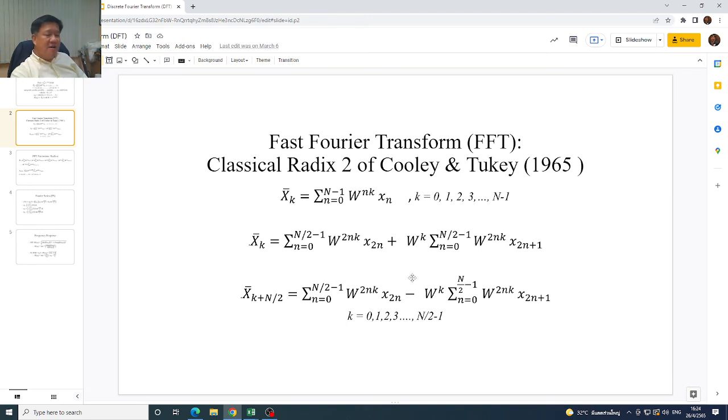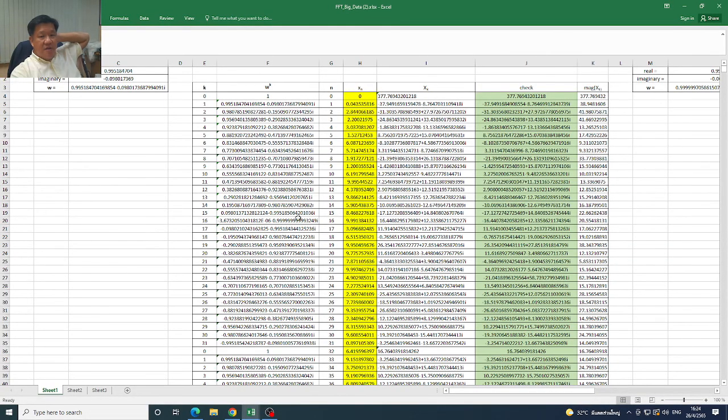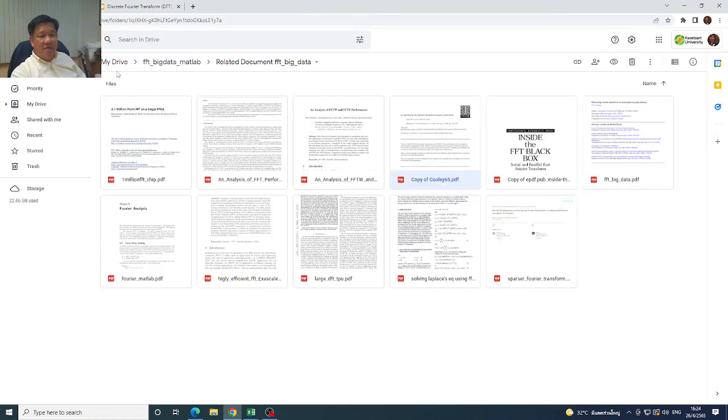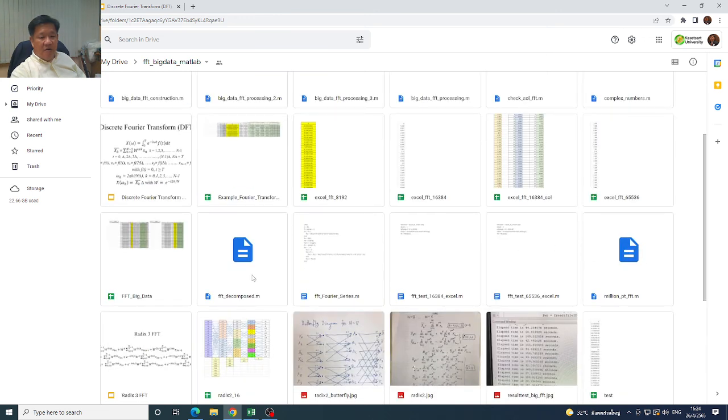But we're not going to do this by hand. First of all, we want to demonstrate something for you by using this file, the FFT big data. This file that you can find over here is in this Google Drive. You call it FFT big data here. You can download it and open it and take a look at it.